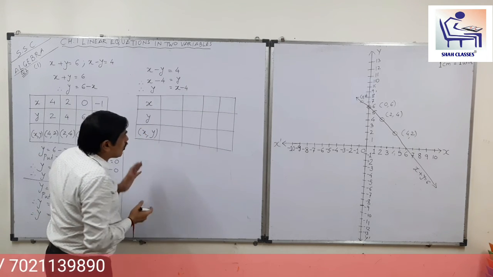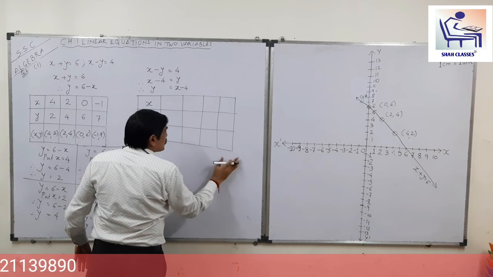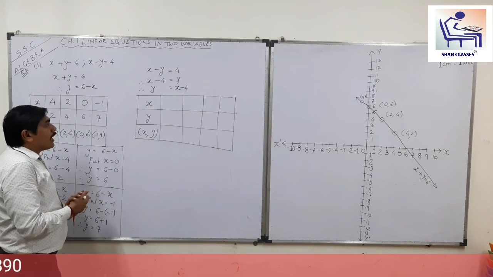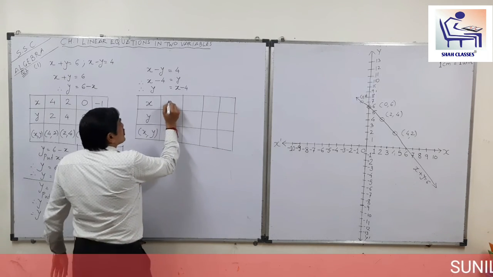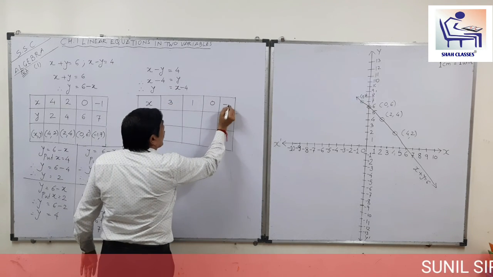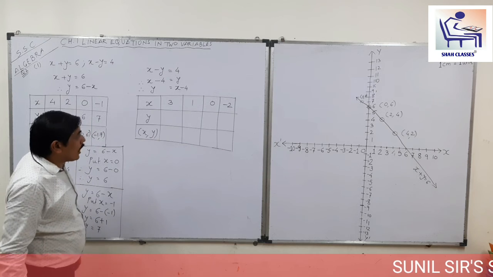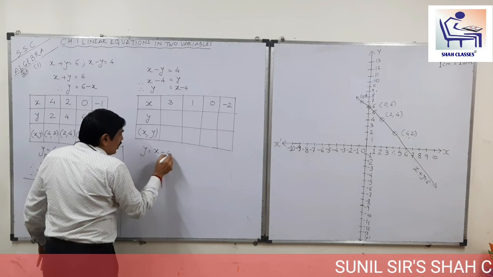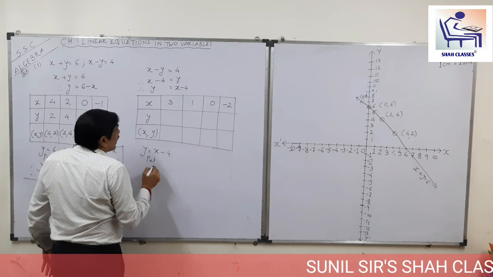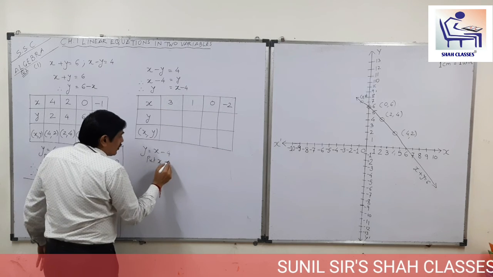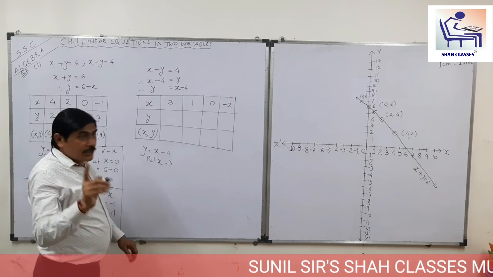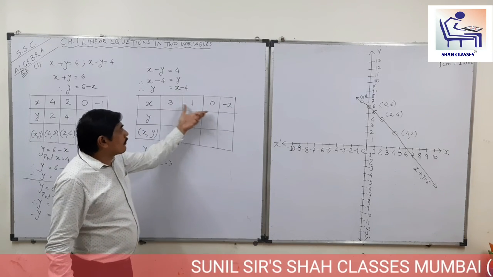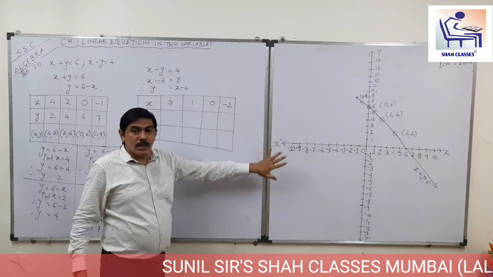Okay, so first, here also we have to assume any 4 values of x. We can assume any value. Here I am taking 3, 1, 0 and -2. You can take any 4 values. Now same way we will solve on this equation. y is equal to x minus 4. x is equal to first value 3. Once again I am telling you these values we are assuming. So you can take any values, but take smaller values so it will be easier to draw the graph.